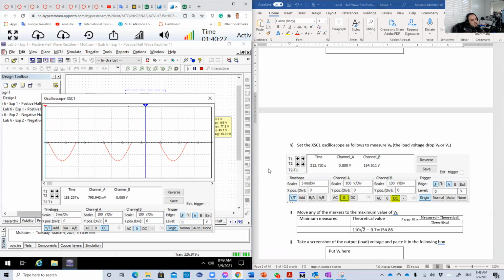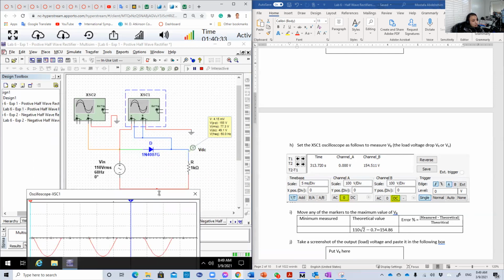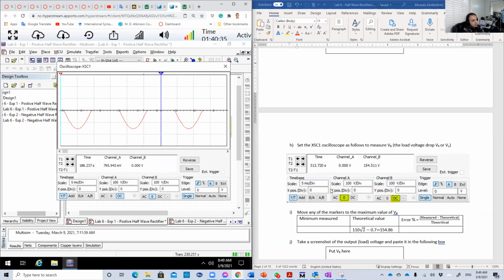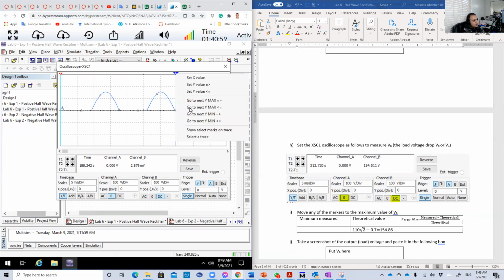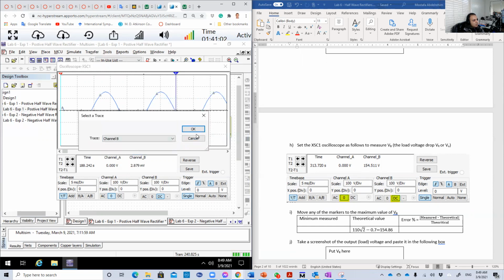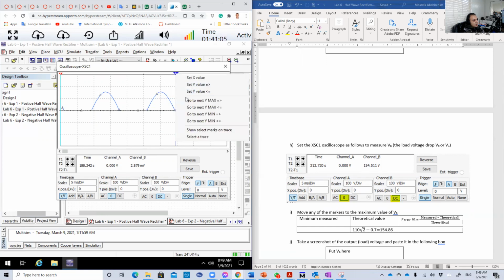So let's now, guys, measure VB, or the load voltage, or the resistor voltage. We're going to set the oscilloscope to these settings here. We make A as 0, then set this to DC, so we can measure VB without showing the voltage on A. Then we move this marker to the max. Looks like this is the max, but let's check more. Oh, it's not set to B. So select a trace. It's B, okay. Now we go to the max.